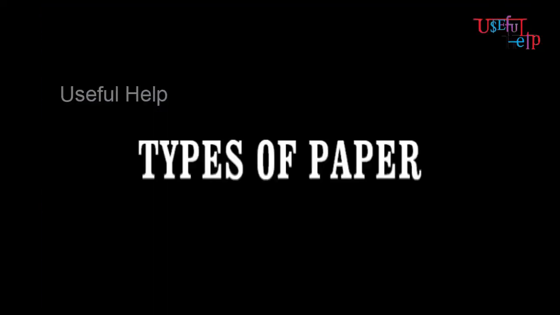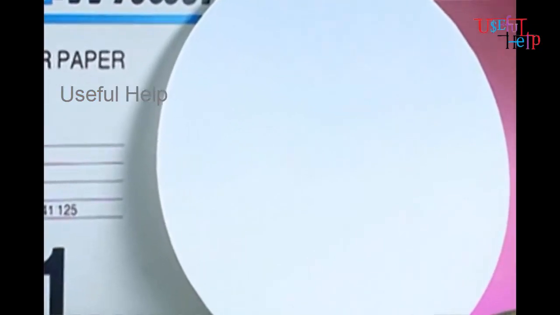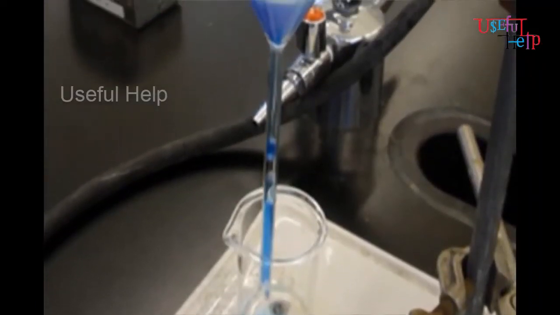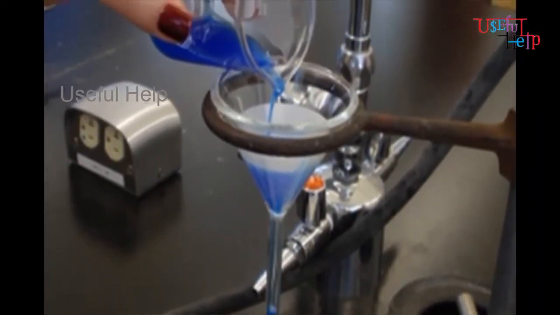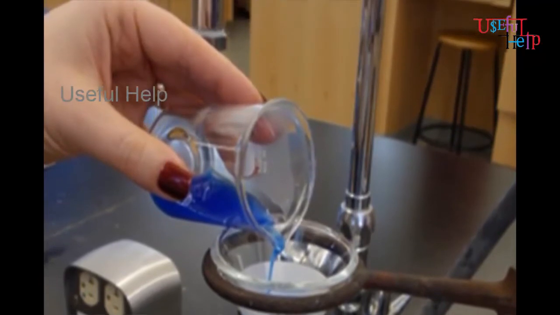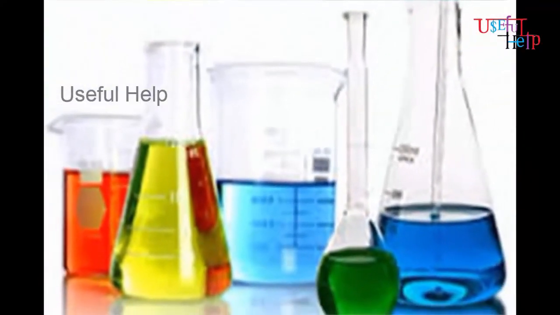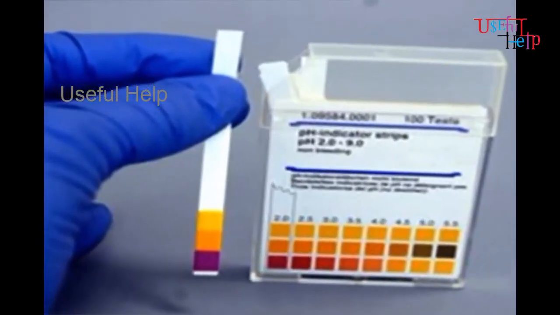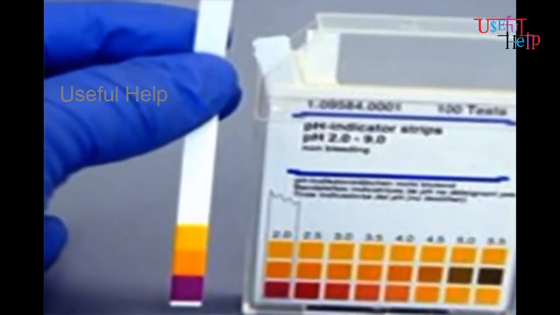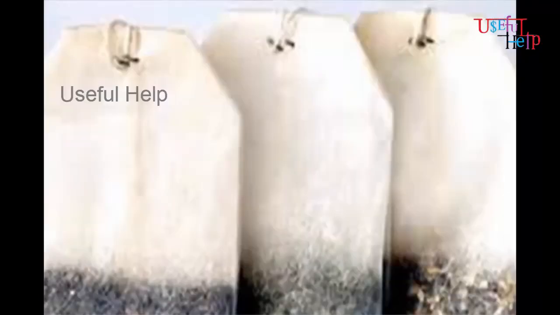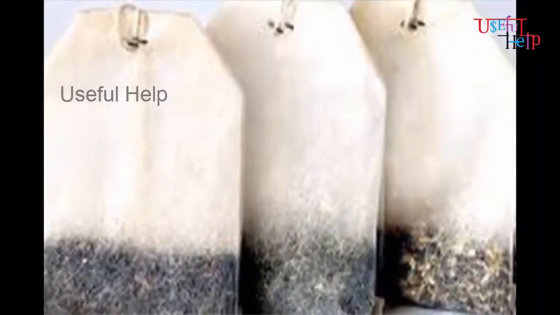Types of papers. Filter paper. Filter paper is a semi-permeable paper. It is porous in nature. In laboratories, filter paper is usually used with a filter funnel. These papers may be impregnated with various reagents for use in detection tests like pH. They are used in dip tea bags.